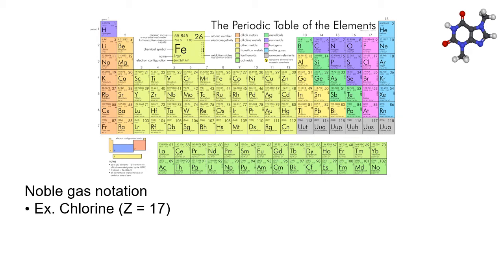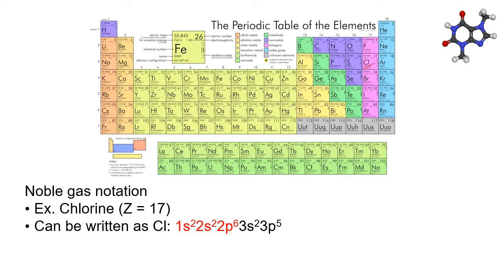Let's use chlorine as an example. Chlorine has an atomic number of 17. Its electron configuration is written as 1s2, 2s2, 2p6, 3s2, 3p5. The noble gas that precedes chlorine is neon. We did the electron configuration for neon earlier and we came up with 1s2, 2s2, 2p6. So the noble gas notation of chlorine can be written as neon 3s2, 3p5.